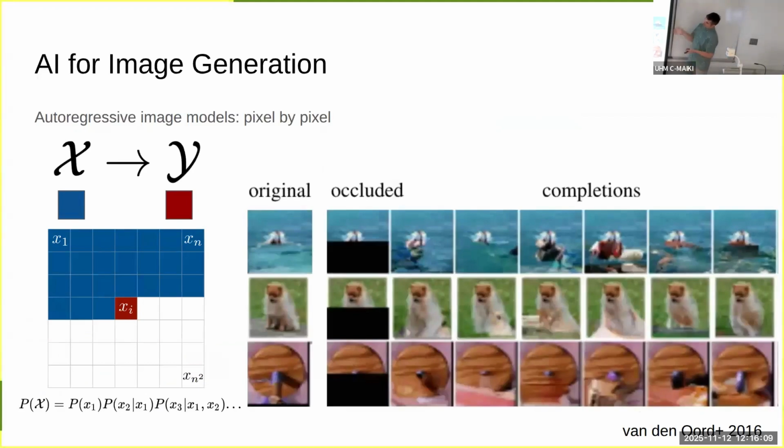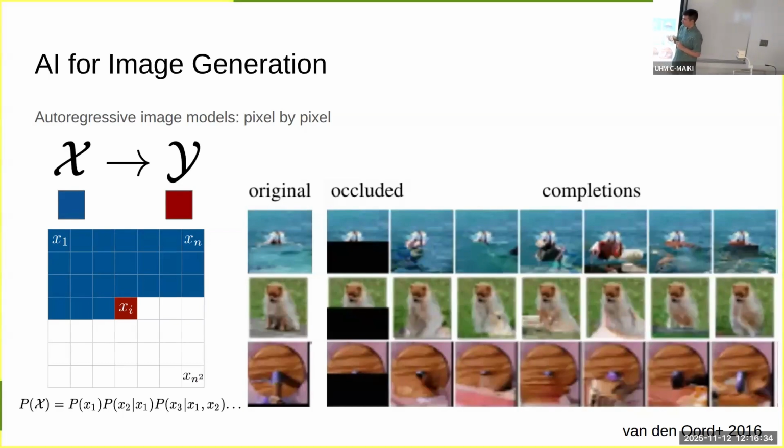So here's one way that you could do that, just to give you a sense of how this could be done. In language, you have a sequence of text and you're generating one word at a time. You can do the same thing with images, where you're generating one pixel at a time. It's very slow, but it works.